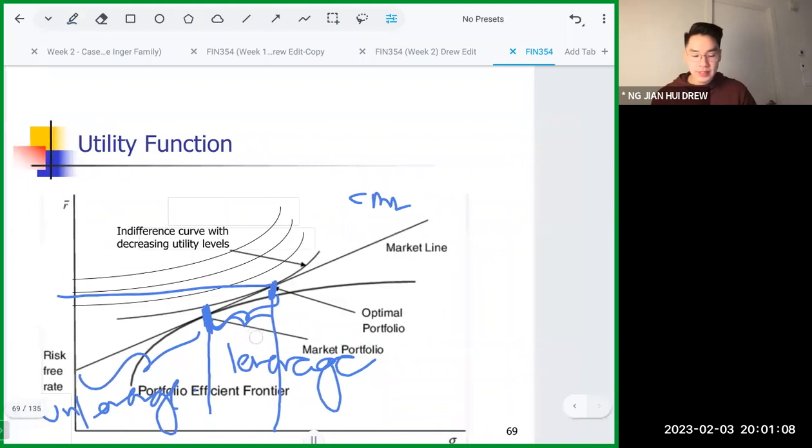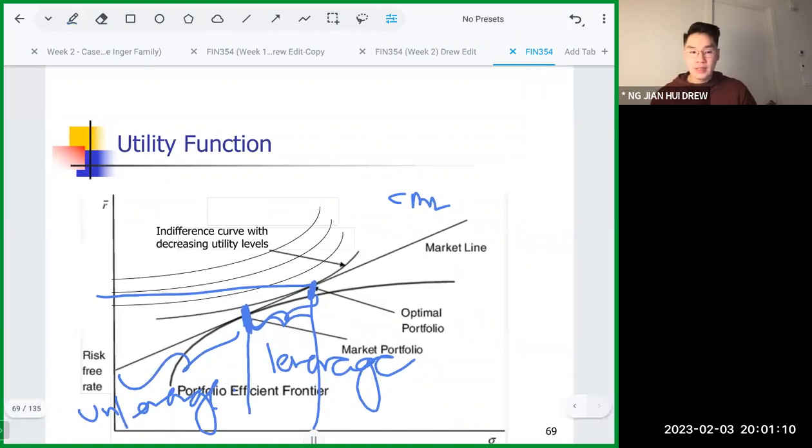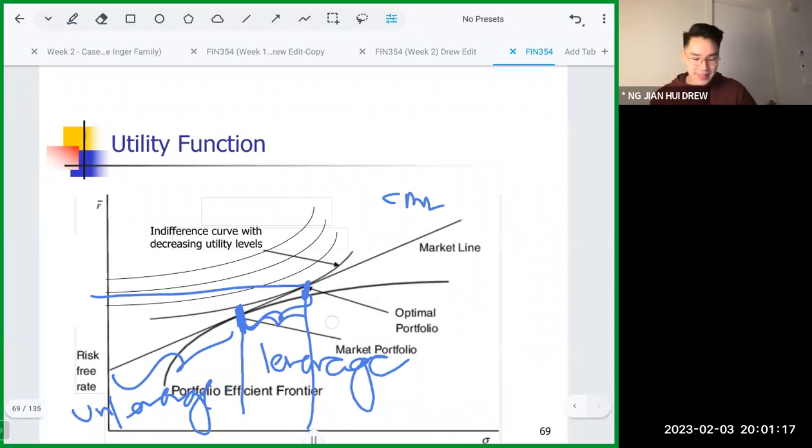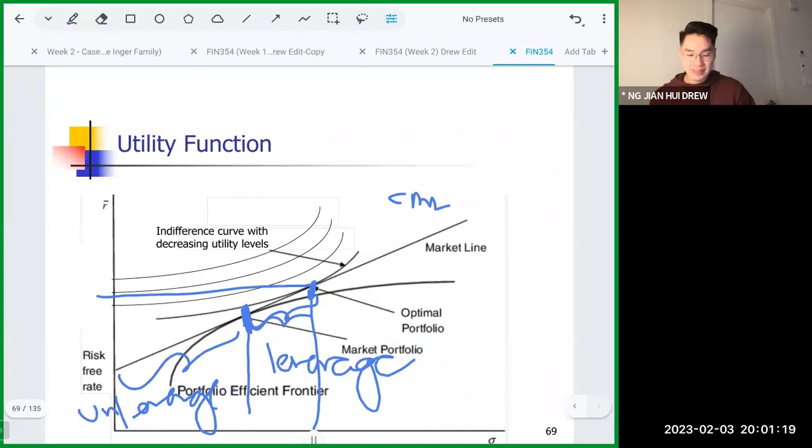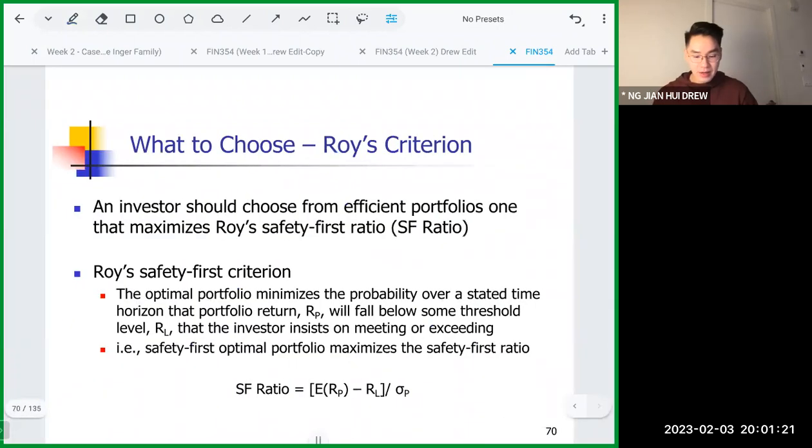Any issues with this idea of utility? I think this is the last component of this curve or this diagram that you have seen many times by now. All right. So we'll move on a little.